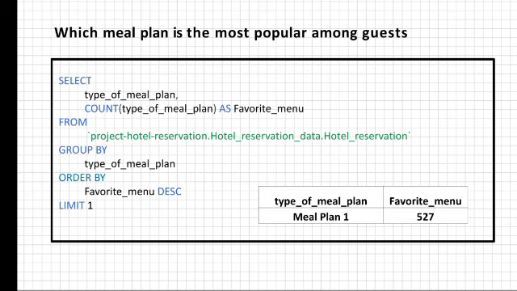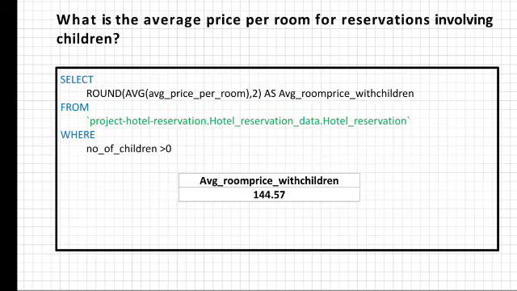In those, the popular meal plan among the customers was meal plan 1. So this was found to be the favorite menu for most of the customers. Around 527 customers from the 700 reservations selected meal plan 1. Among the 700 reservations, the average price per room for reservations involving children was found to be 144.57.